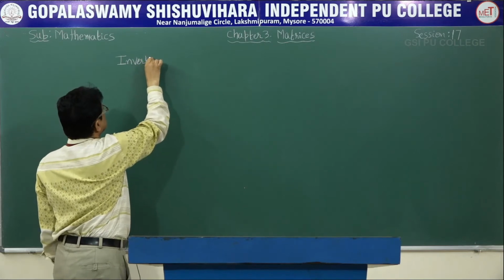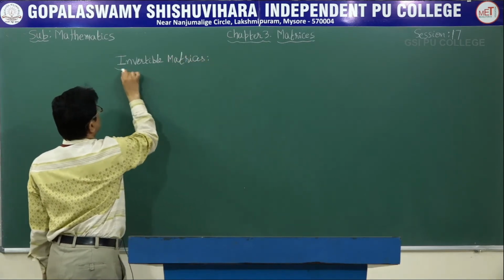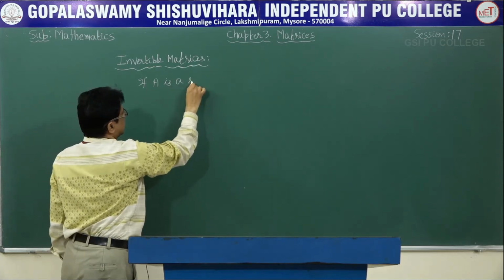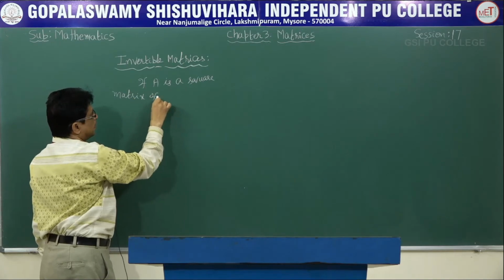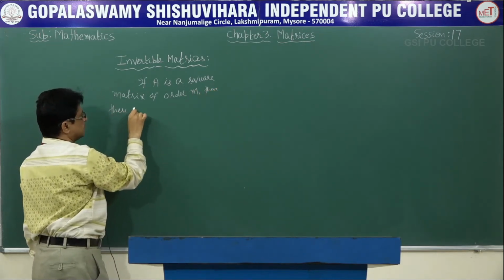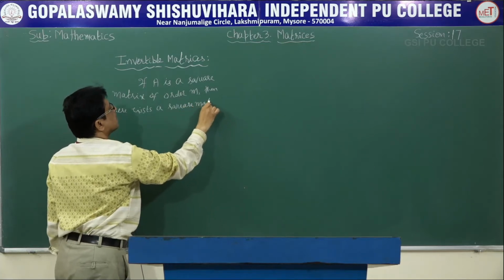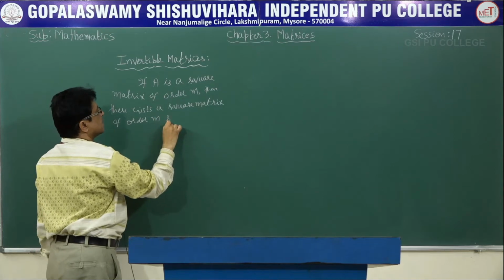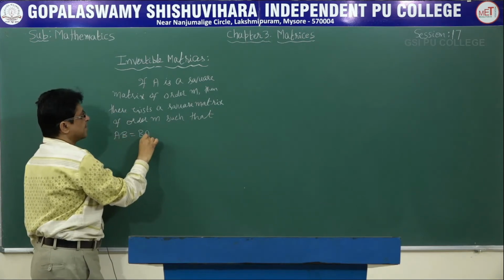Invertible matrices. If A is a square matrix of order M, then there exists a square matrix B of order M such that AB equals BA equals I.